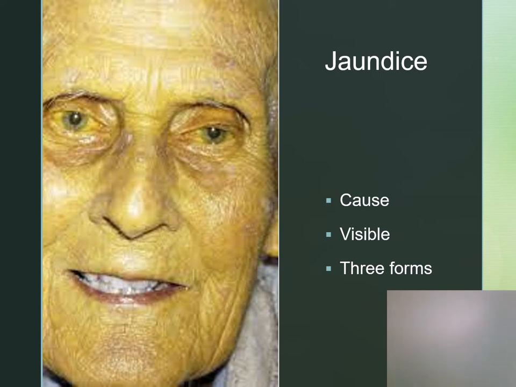There are 3 forms of jaundice. We have hemolytic jaundice from excessive destruction of red blood cells, hepatocellular jaundice from liver disease, and obstructive jaundice from blockage of the bile between the liver and the intestinal tract.